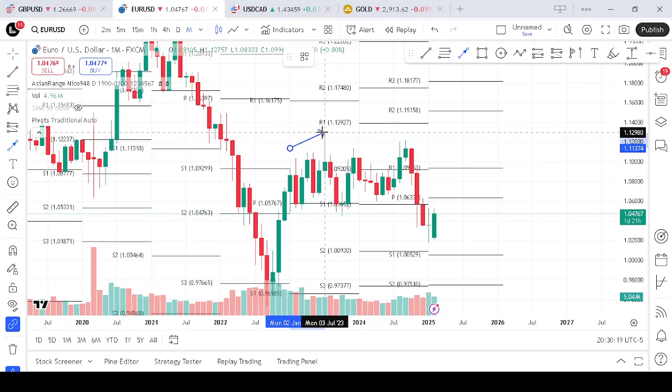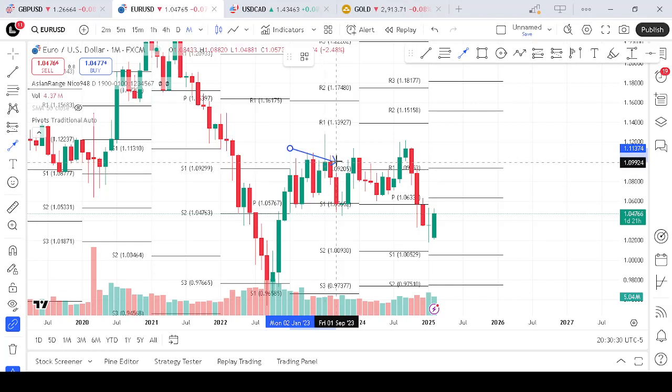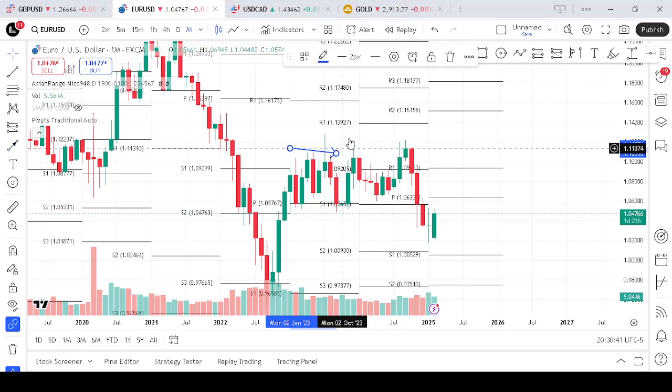I'll go again. The monthly pivot point is calculated by the highest point of the previous month candle plus the lowest point of the previous month candle plus the close of the previous month candle, all divided by 3. This calculation gives you the central pivot point, or the central point around which the market may move.